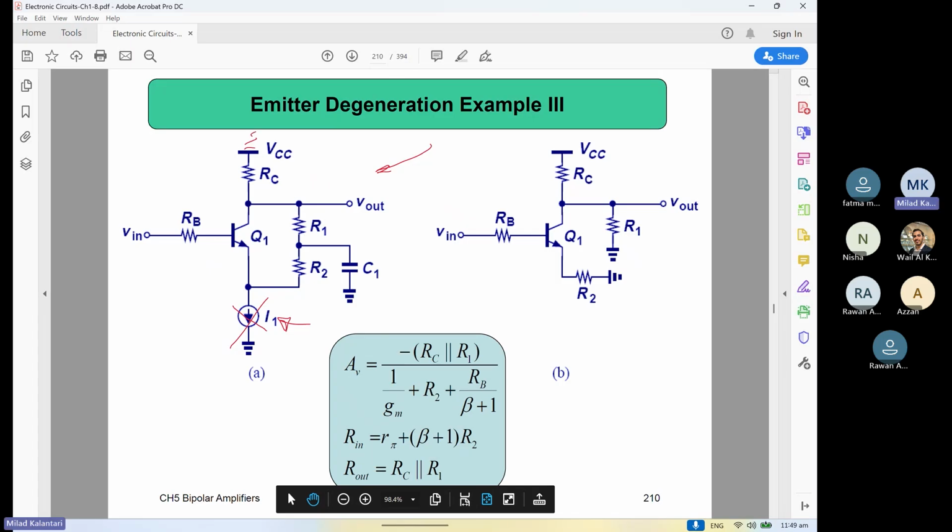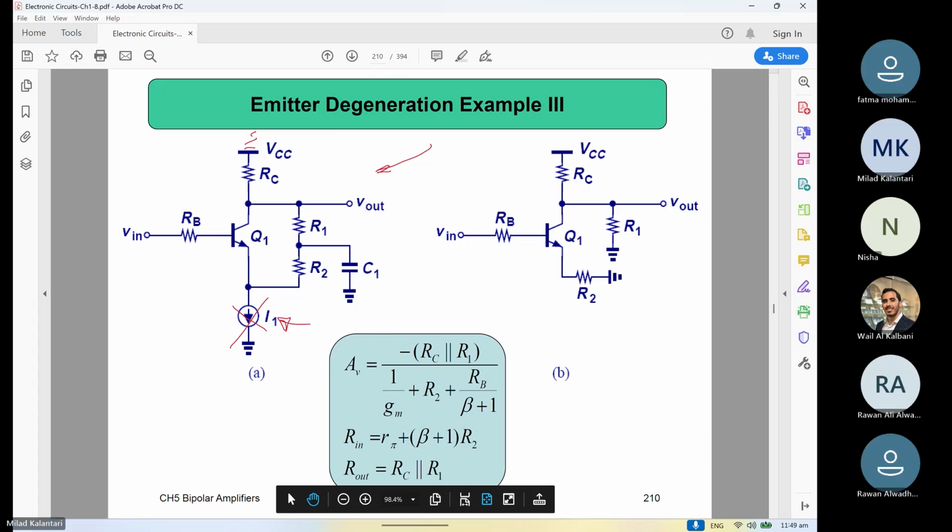How about the cap? The cap, actually, we are trying to model this circuit for the AC signals, right? For the AC signal, the cap becomes what? If the cap value is big enough, you can tell that the cap impedance is short. We usually design the cap to be large enough so that for AC signals, the cap impedance is small. So, in fact, the circuit will be like this, right?